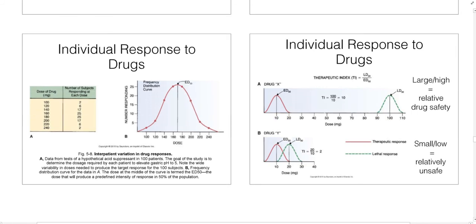Now, drug Y, let's say this is something like lithium, which is given for bipolar disorder. This has a very tiny range between the effective dose and the lethal dose. So if you mix up the dose of the medication, you could actually kill the patient much more easily than you can with drug X.